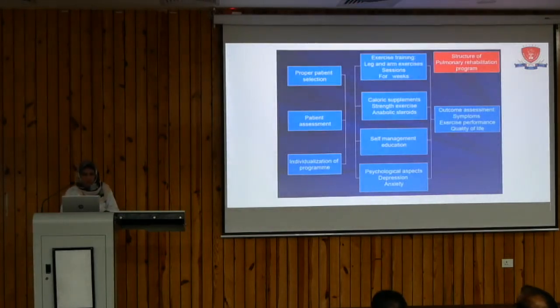This is the structure of a pulmonary rehabilitation program, in which we will do proper patient selection: if there is symptomatic chronic respiratory disease, or the patient is stable and there are functional limitations, and the patient is motivated to do the exercises and rehabilitation, has the energy capacity to perform, and is willing to participate, and wants to do it so that he can do his daily activities.